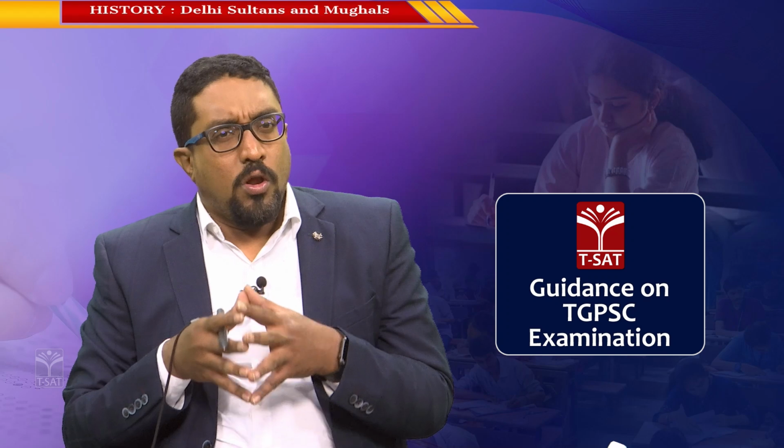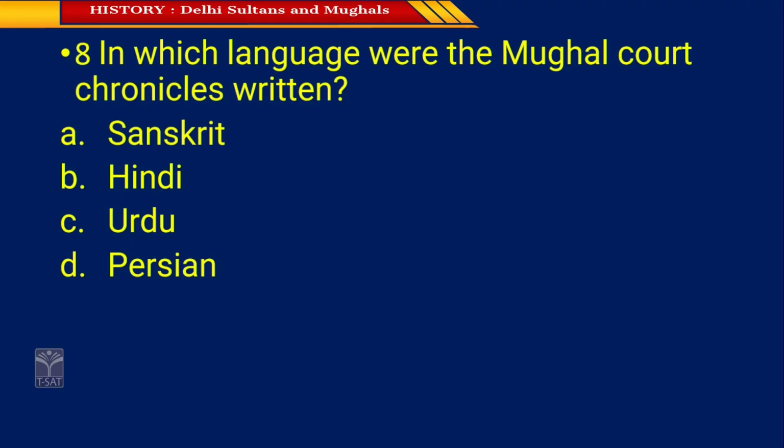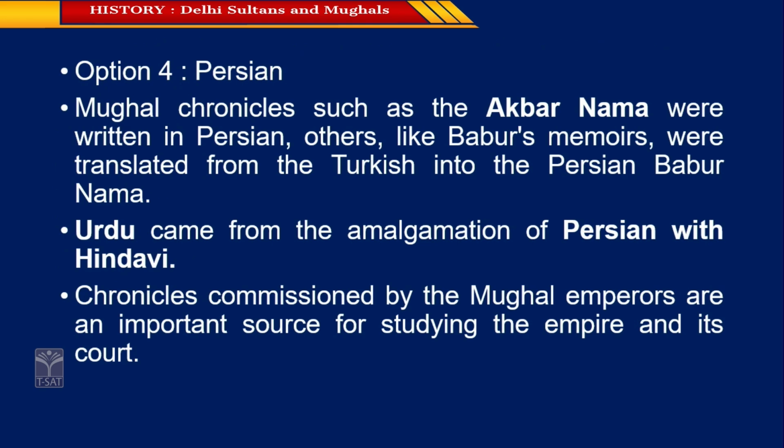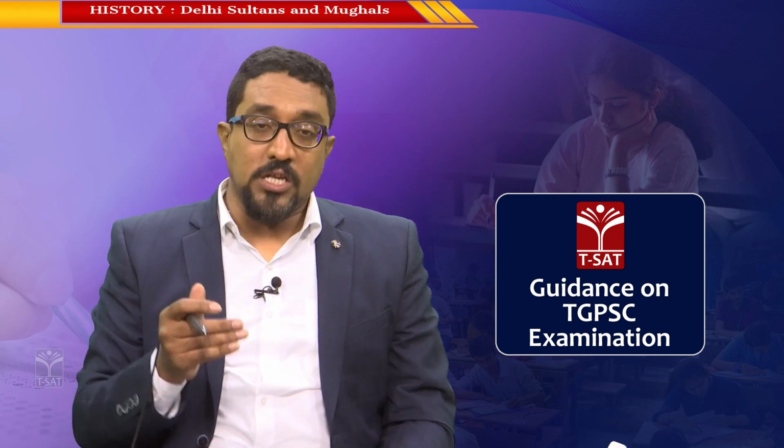In which language were the Mughal court chronicles written? Sanskrit, Hindi, Urdu, Persian? As I just said, it was Persian. Mughal chronicles like Akbarnama, Humayunnama, Jahangirnama, Badshahnama, Alamgirnama, all of these are in Persian, except Babar's. The biography written by Babar himself is in Chagatai Turki, which is the mother tongue of Babar. Later this was translated into Persian as Babarnama.